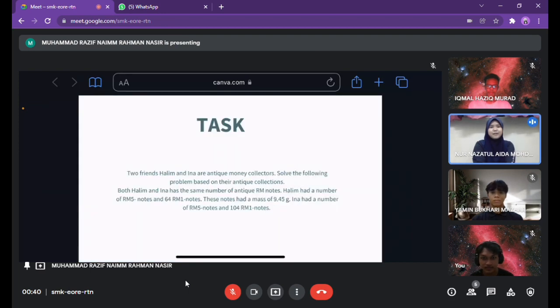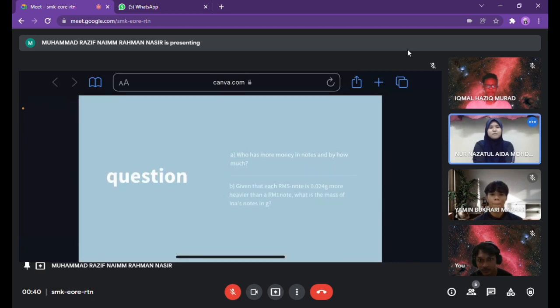So for the task, two friends, Halim and Ina, are antique money collectors. Solve the following problem based on their antique collections. Both Halim and Ina have the same number of antique ringgit notes. Halim had a number of 5 ringgit notes and 64 1 ringgit notes. These notes had a mass of 9.45 grams. Ina had a number of 5 ringgit notes and 104 1 ringgit notes. For question A, who has more money in notes and by how much?